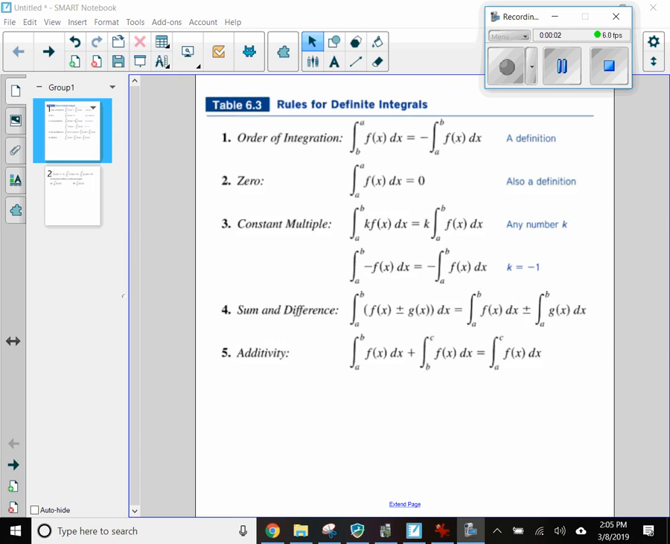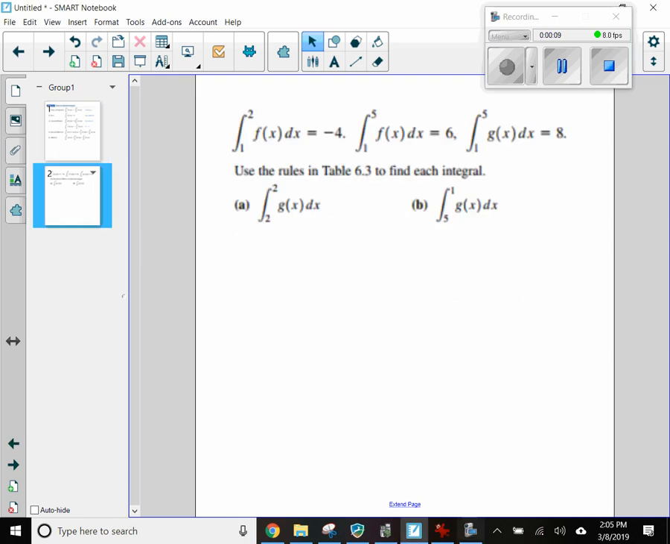These are the rules for definite integrals, and we want to use these rules to solve some problems. So here's the first couple of problems we're going to work on. What I'm given is this information right here.